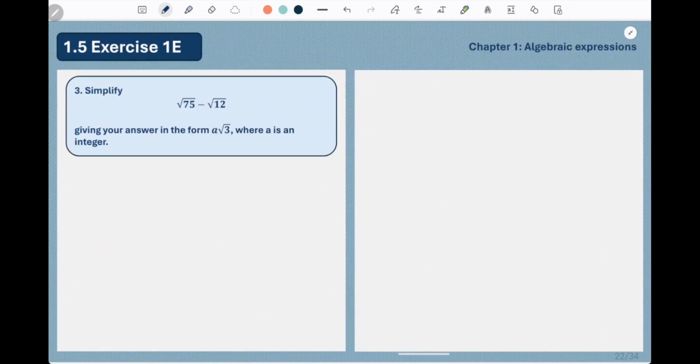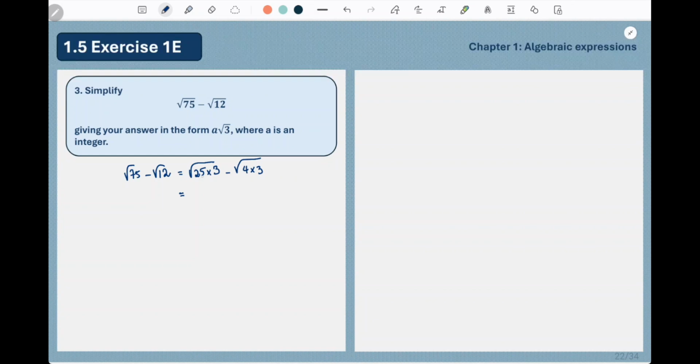Let's explore one example from the exercise set. Simplify the expression over here, square root of 75 minus square root of 12, giving your answer in the form a times square root of 3, where a is an integer. So let's think of a way to write 75 as a product that consists of a square. So we can see if we can simplify it. 75 is 25 times 3, and 12 is simply 4 times 3.